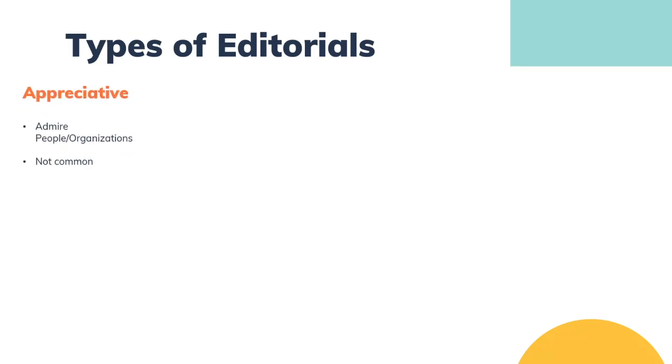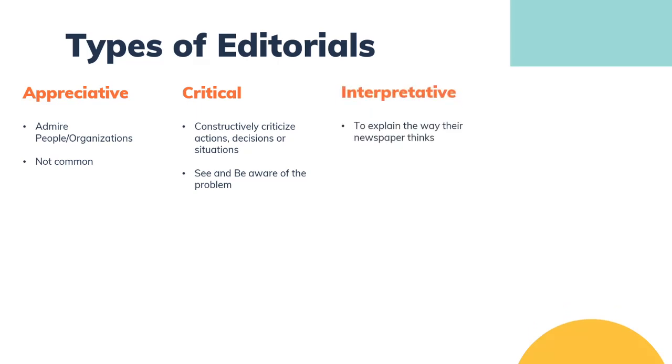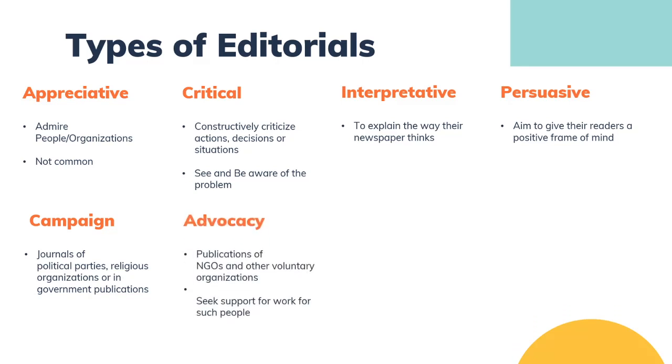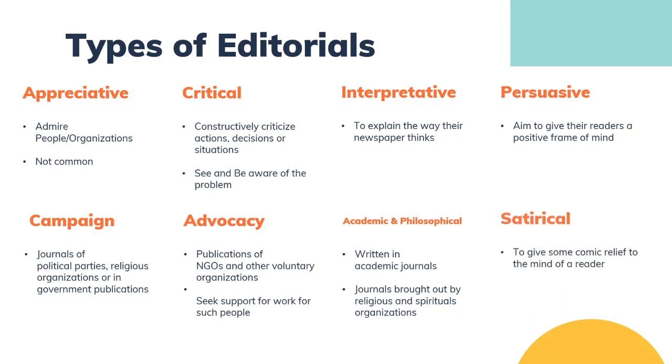First, appreciative, where someone or some organization is admired. This type is pretty rare. Then critical, which is more common, where constructive criticism is made. The main motto of this type is to make the reader aware of the problem. Then in interpretative journalism, the readers are explained why the newspaper thinks the way it does. Persuasive editorials will give a positive frame of mind. We have seen campaign journalism and advocacy journalism. Then we have academic and philosophical journals, which are quite self-explanatory. And the final type, satirical, is also very rare.